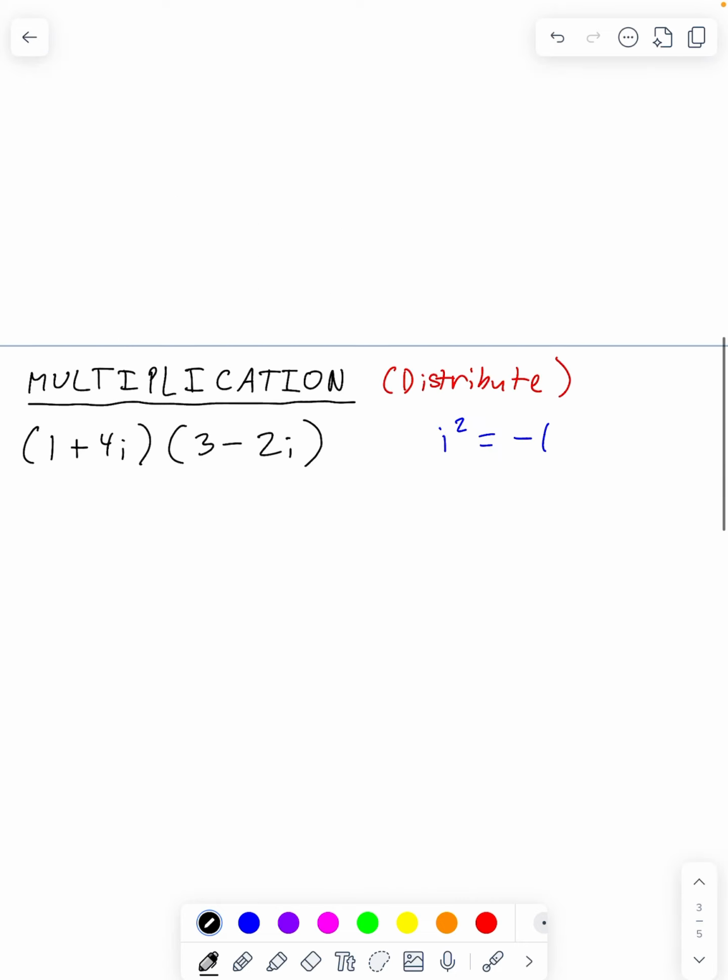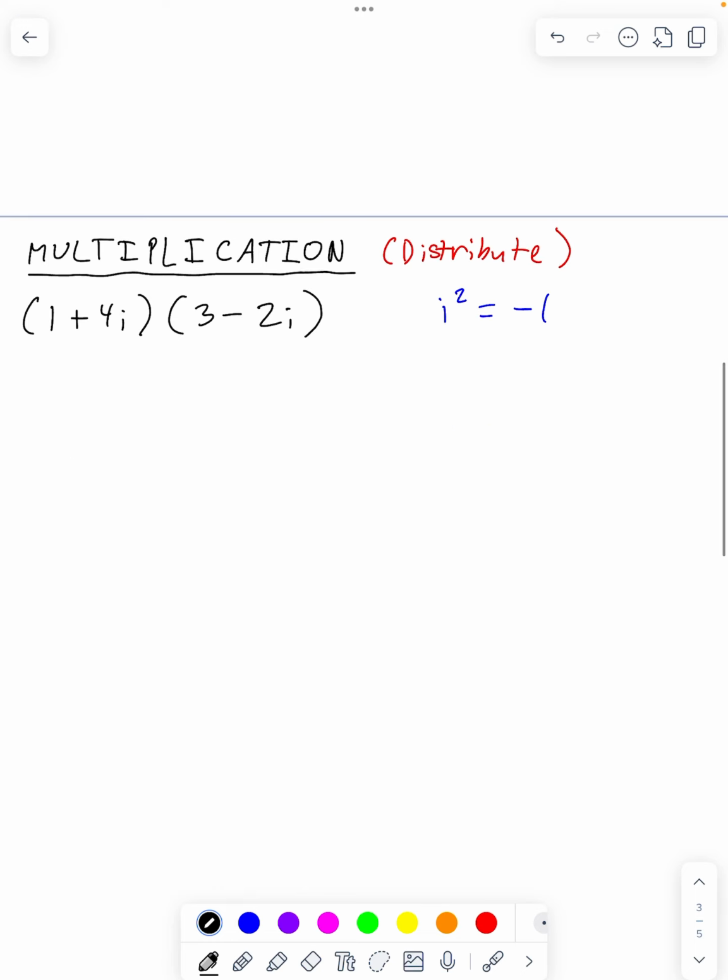Let's move on to multiplication. Multiplication is different than addition, of course. We're going to be multiplying these two complex numbers, and the main thing here, if you know how to distribute two binomials, then you're pretty golden for the multiplication of these two complex numbers. So let's just distribute these.